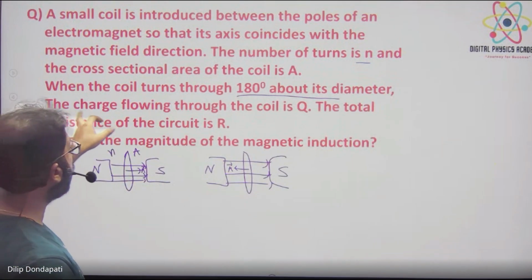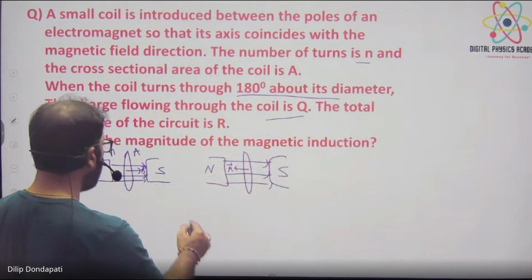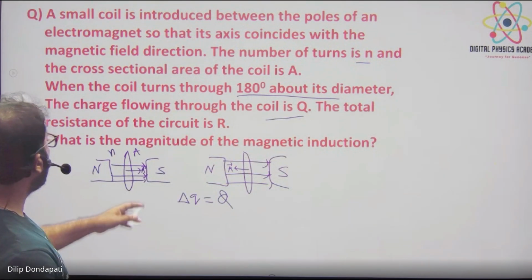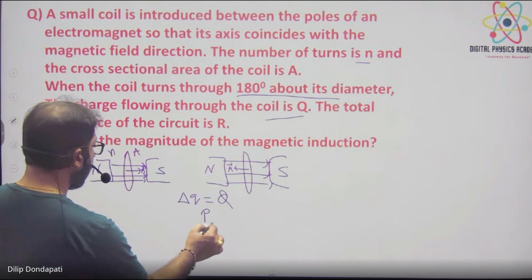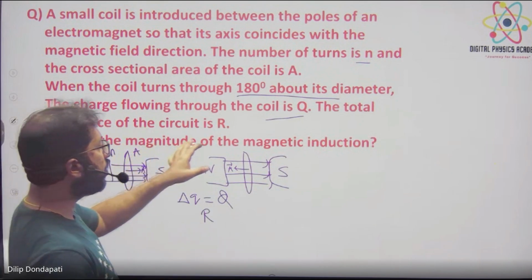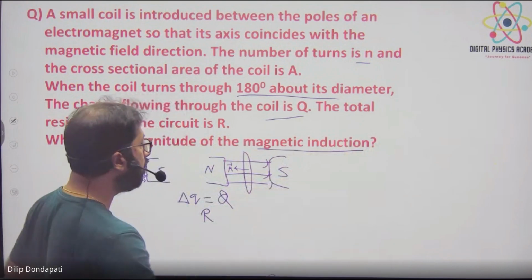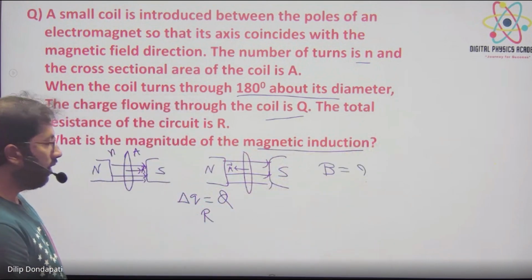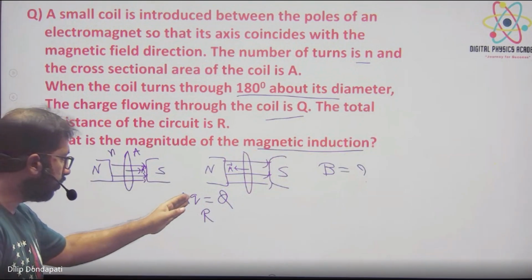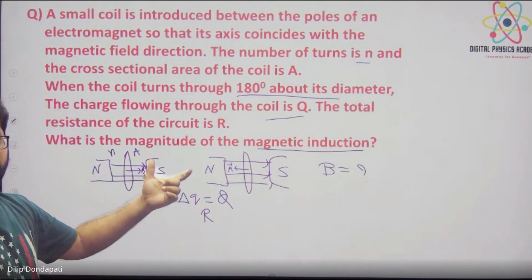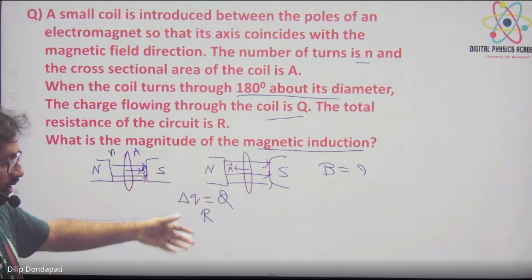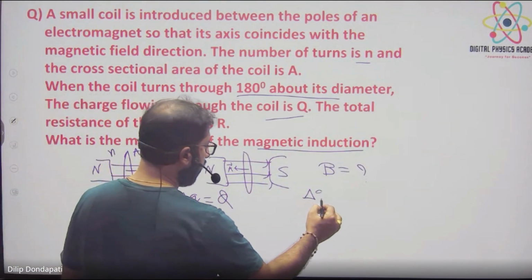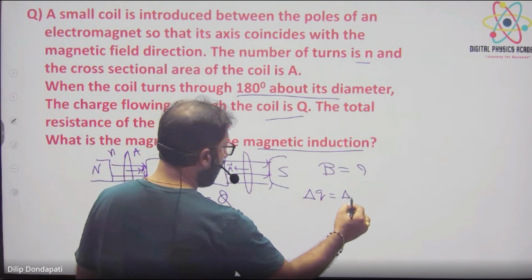The charge flowing through the coil is Q, meaning delta Q is Q. The total resistance is R. He is asking us to find the magnitude of the magnetic induction B. Don't be afraid: he gave the induced charge as a hint, so use the induced charge formula, and from that you will get B. So what was the delta Q formula? Mod delta phi by R.